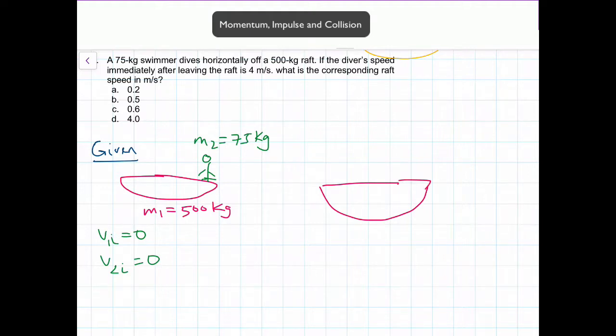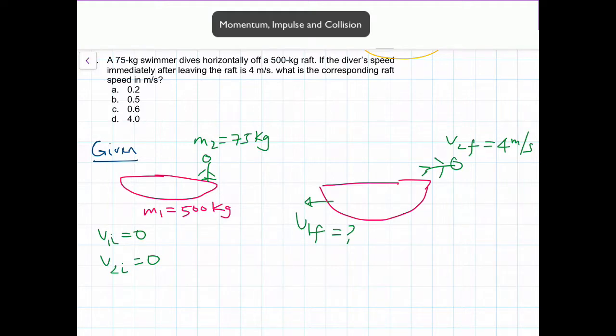But it just literally tells you the diver jumps off the raft with a certain V2 final, and then the raft has V1 final. As he horizontally launches himself with 4 meters per second, V1 final is unknown, and you're asked to find that.